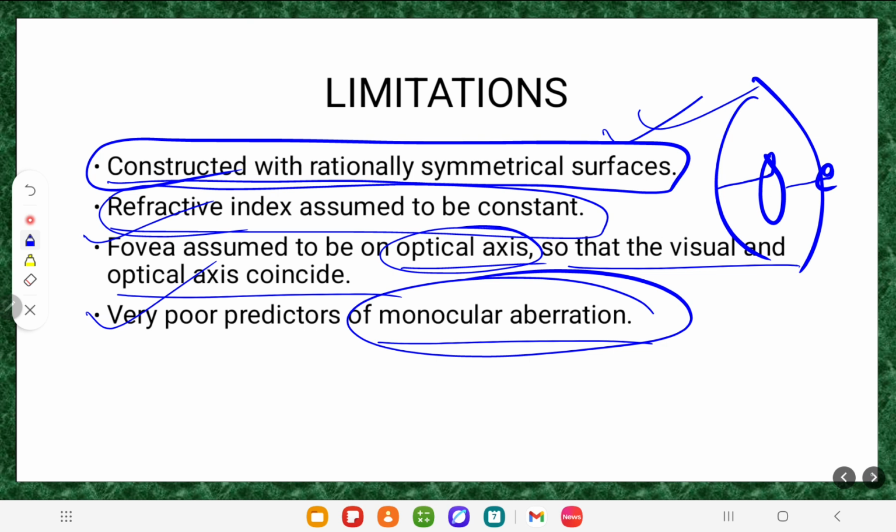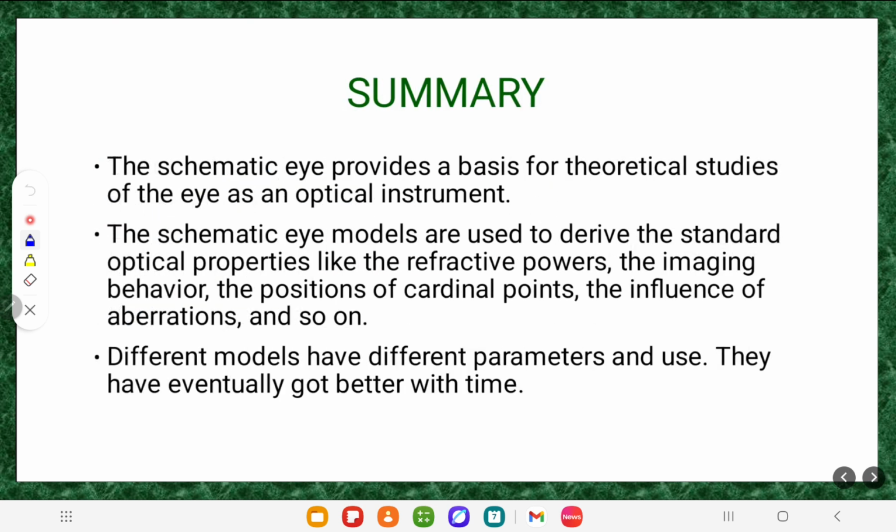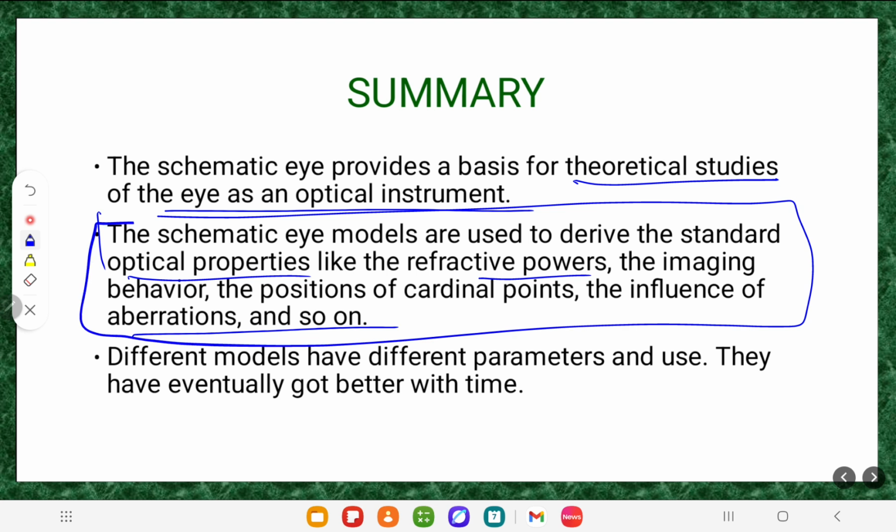So those are the limitations. In summary, the schematic eye provides the basis for theoretical study of the eye and optical instruments. Schematic eye models are used to derive standard optical properties like refractive power, image behavior, position of cardinal points, influence of aberration and so on. So we actually study a model. The schematic eye is a model for studying the eye's optical behavior. Different models have different parameters and uses. They have eventually got better with time. Yes, definitely. Later on we discuss Navarro, where aspheric surfaces are used. So there are a lot of things that have improved time and time again.